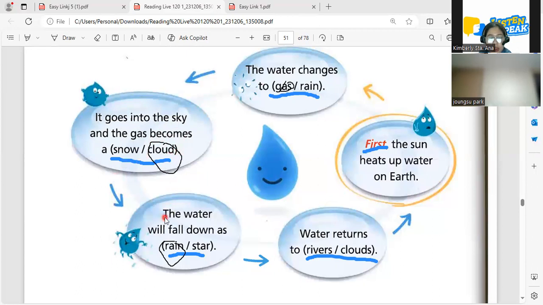Good job. The water will fall down as rain. Good work. And then lastly, water returns to rivers. Remember that, okay? Water returns to rivers or lakes and oceans too. So you did great. These are all correct. Good job, Jimin.